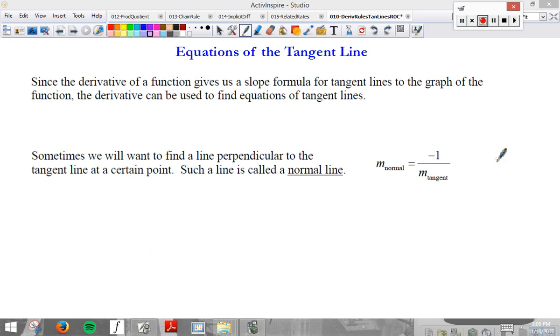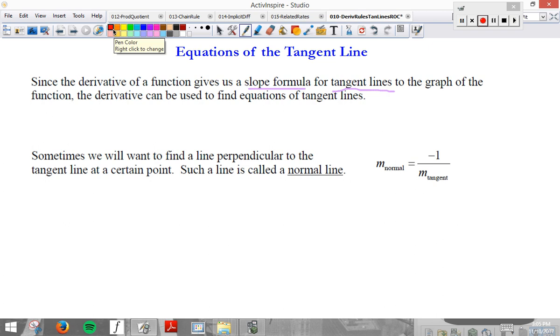In this video, we're going to be talking about lesson 2-5 and how to find the equations of a tangent line. Since the derivative of a function gives us a slope formula to find the slope of any tangent line to the graph of the function, the derivative can be used to find the equation of a tangent line.